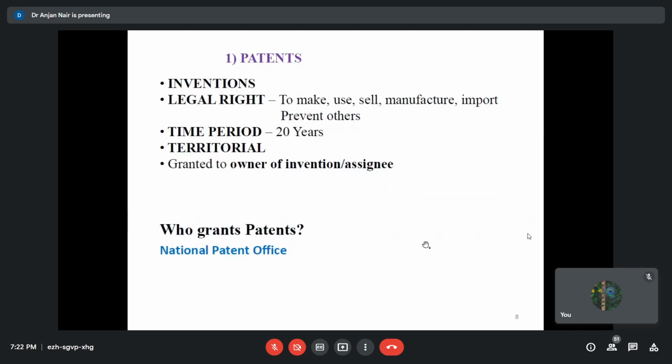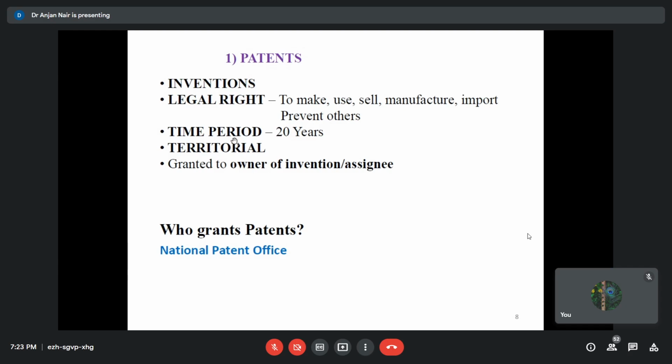Okay. So the first IPR that we'll discuss is the patent, and I think it's most relevant, especially for engineering students like you. Basically, a patent is for inventions. That is the clear-cut demarcation. So if you have some product invention, or even a process, you can file a patent. It gives the legal right to make, that is manufacture, use, sell, and even prevent others from copying or transgressing your invention.